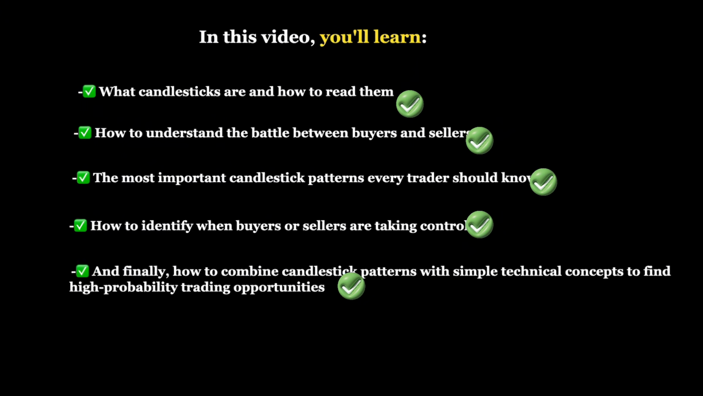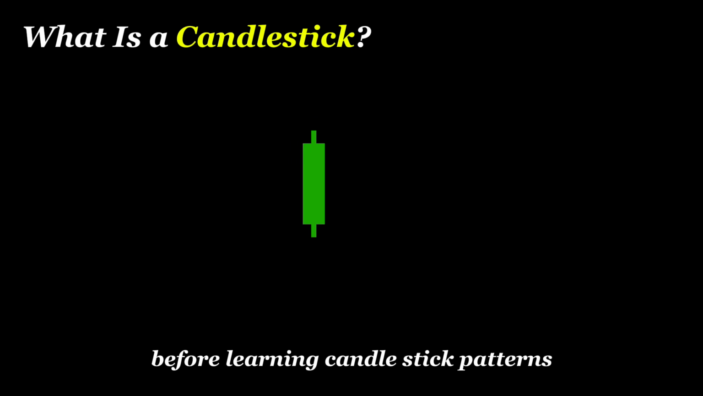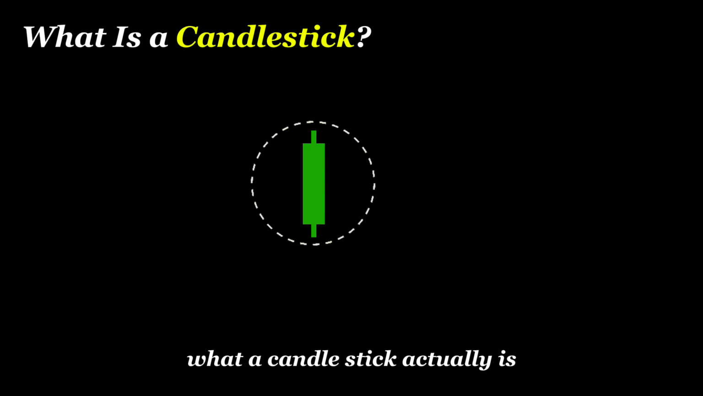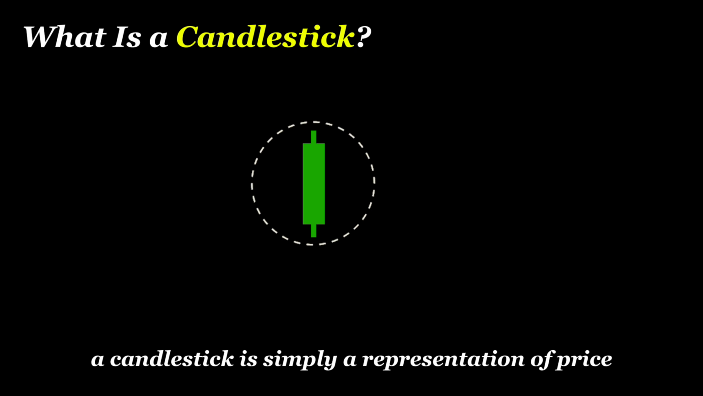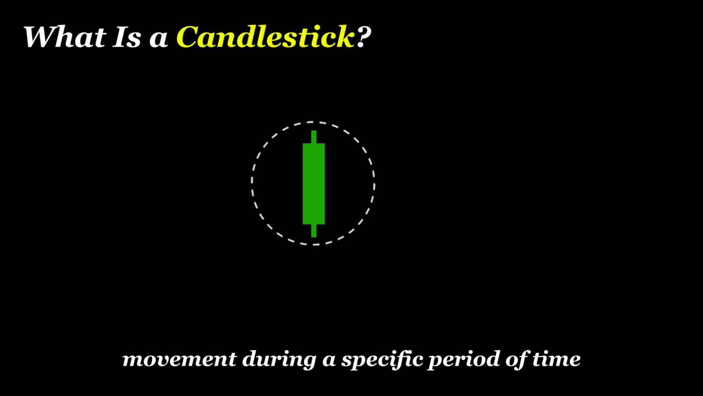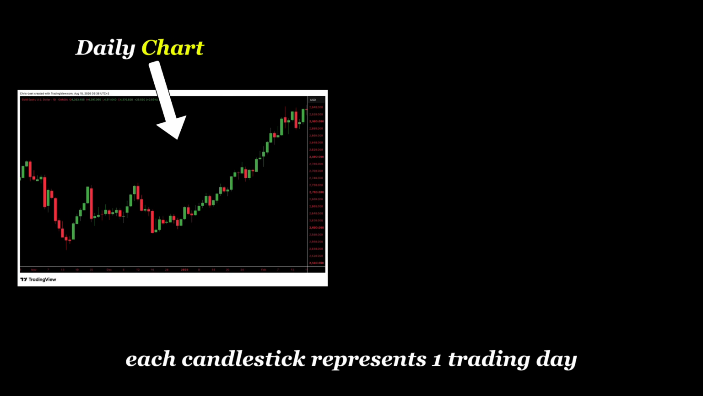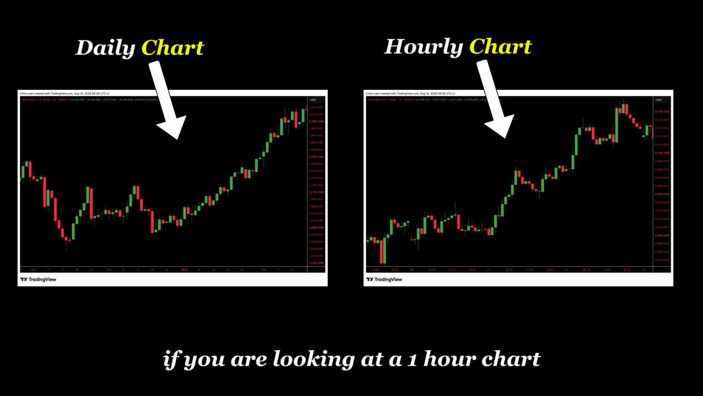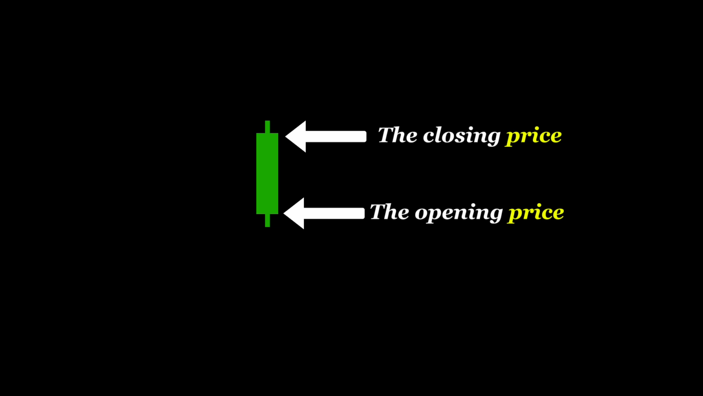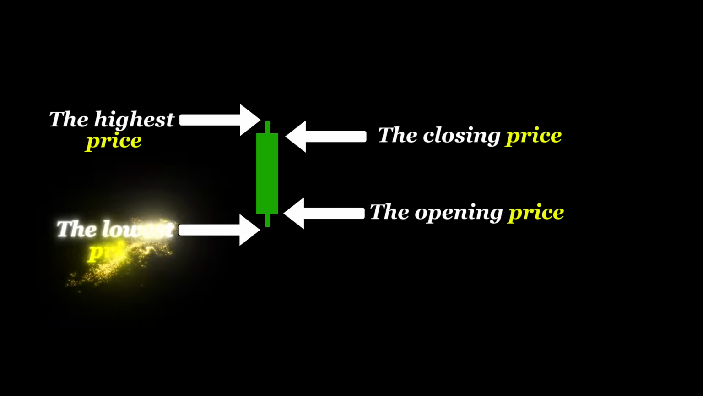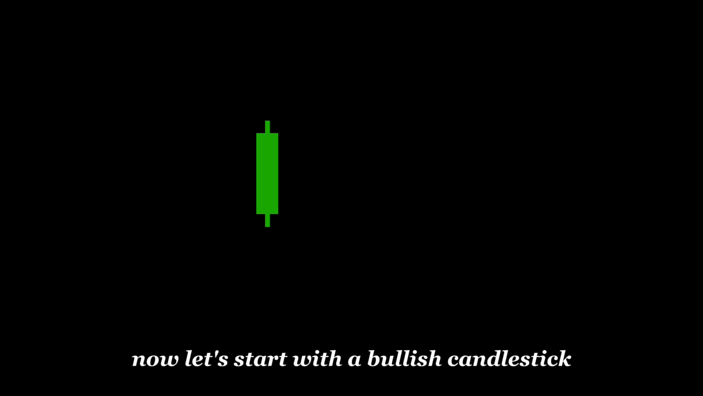Now, let's get started. Before learning candlestick patterns, you first need to understand what a candlestick actually is. A candlestick is simply a representation of price movement during a specific period of time. For example, if you are looking at a daily chart, each candlestick represents one trading day. If you are looking at a 1-hour chart, each candlestick represents 1 hour. And every candlestick gives us 4 important pieces of information: the opening price, the closing price, the highest price, and the lowest price.